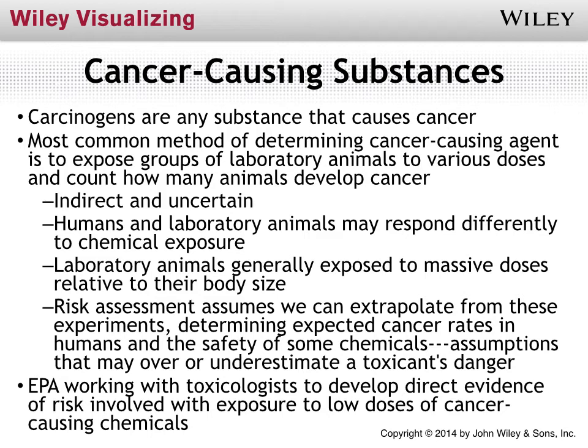So for risk assessment, looking at all of the different things that we're exposed to, we can extrapolate from these lab mouse experiments to determine the expected cancer rates in humans and basically how safe some chemicals are. But usually we are just making a relatively educated guess. A particular toxicant's danger may be way overestimated or it may be underestimated, but it's the best we've got.